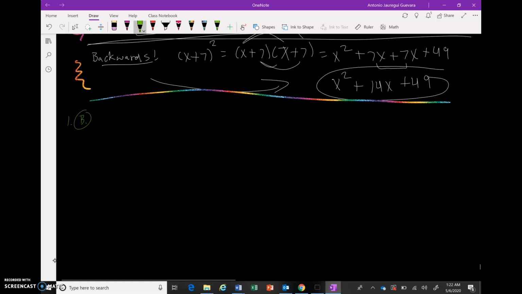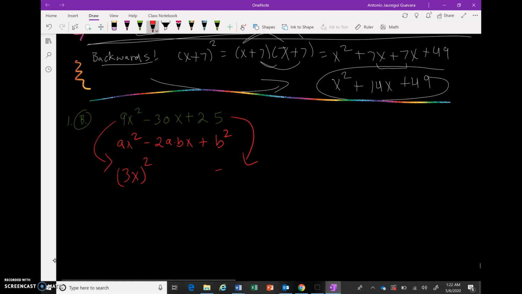So I have 9x squared minus 30x plus 25. Again, we want to go ahead and identify what is my a and what is my b. So normally it should be a squared minus 2ab plus b squared. And again, what's a perfect square root of 9? Well, we know it's 3, so 3 times 3 gives us 9. What's a perfect square root of 25? That's 5, right? 5 squared is 25.